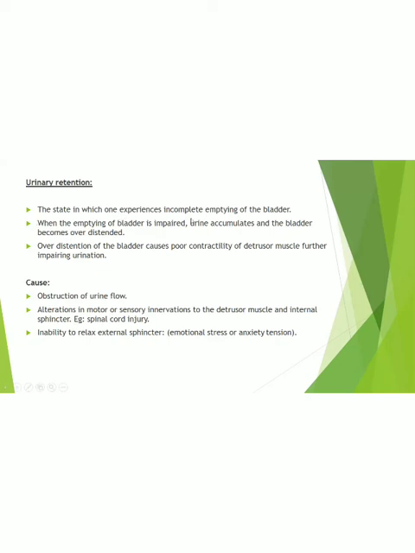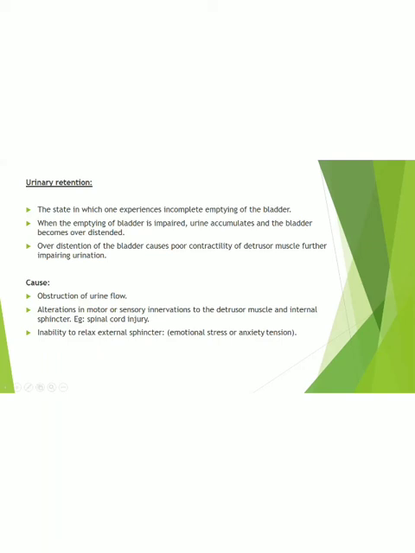Next is urinary retention. Okay, the state in which one experiences incomplete emptying of the bladder. So here when you do urination, you are not able to complete it. You cannot urinate fully. There will be incomplete emptying. So this is called retention. When the emptying of the bladder is impaired, urine accumulates and the bladder becomes over distended. The more you want to go, it's not going, so it accumulates in the bladder and makes the bladder over distended. Okay, over distension of the bladder causes poor contractility of the detrusor muscle, further impairing urination.